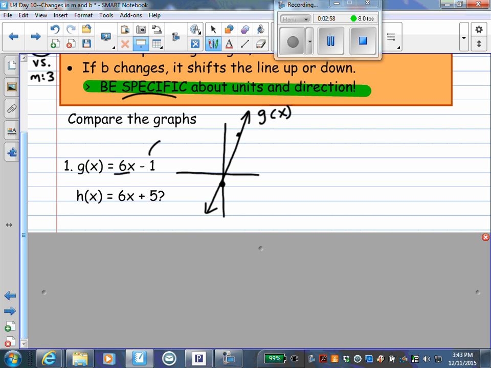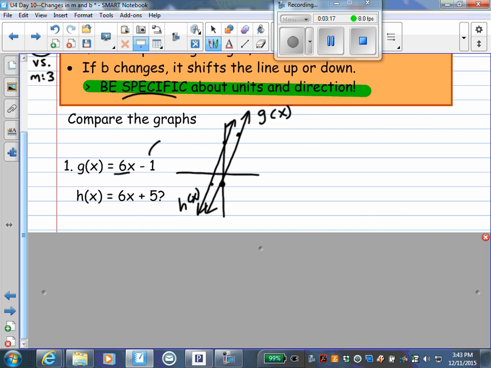H of x begins at 5 on the y-axis, so let's say that's about right there. And it also has a slope of 6, so it's going to go up 6 over 1, or I can go down 6 to the left 1. So it's going to be about like that. That's h of x. Oh, maybe it would help if I did different colors, sorry.